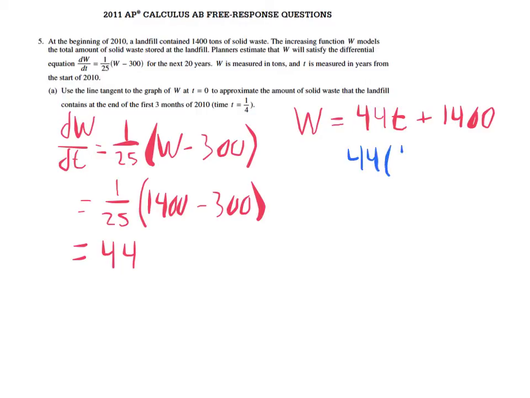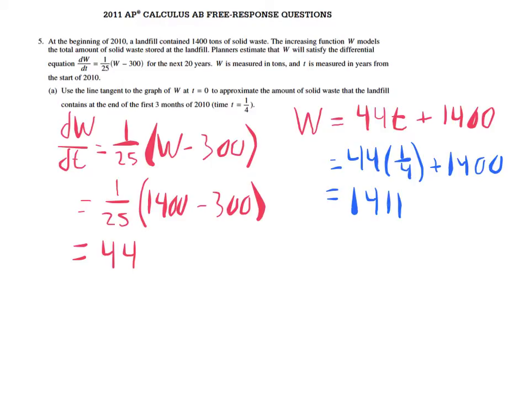44 times 1/4 plus 1,400. And so we get 1,411 here. Again, it's the no calculator section, but they give you fairly friendly numbers here. 1/4 of 44 we know is 11, and then 11 plus 1,400 gives us 1,411. And that's all we need to do for part A.